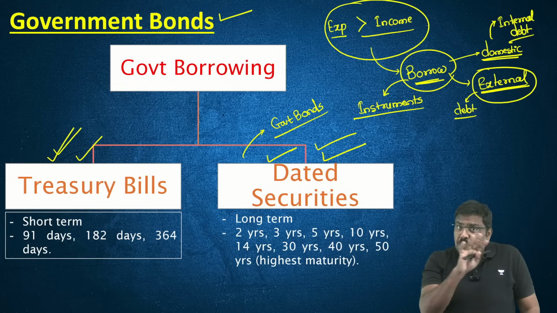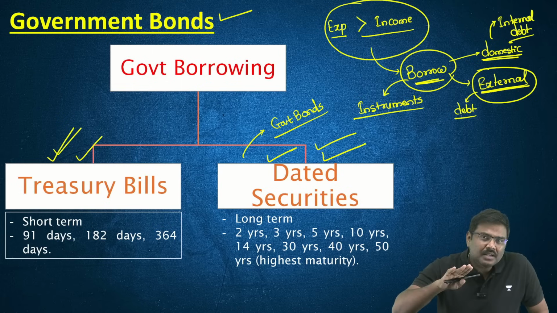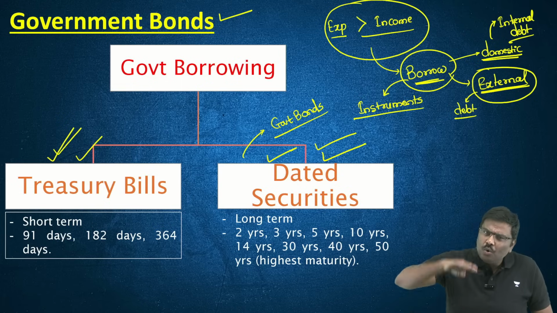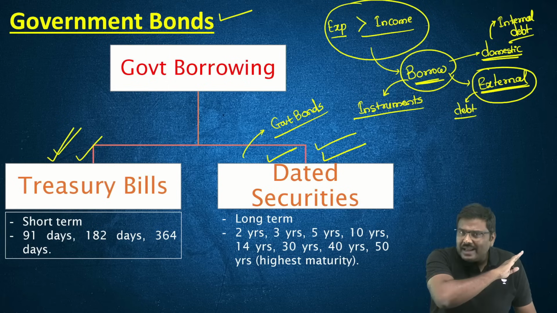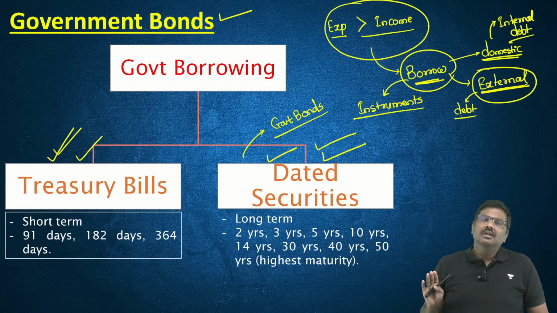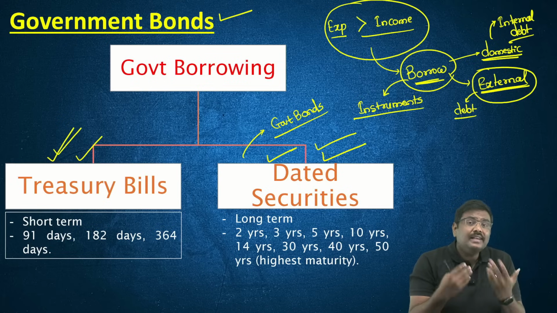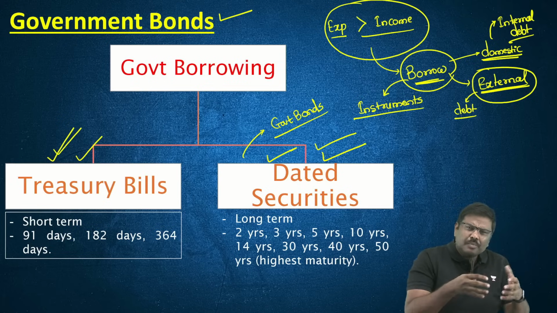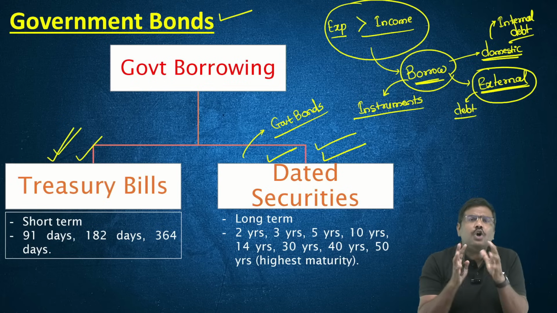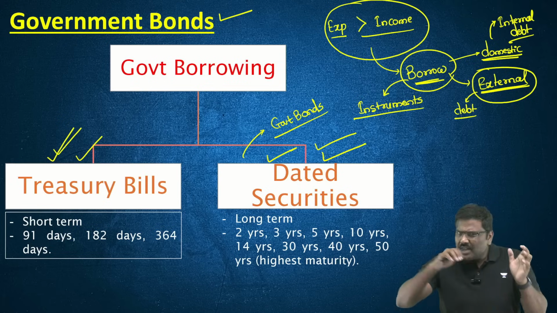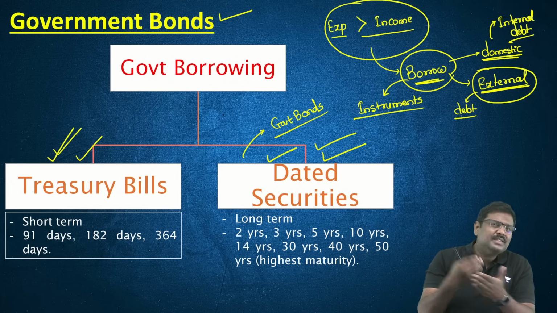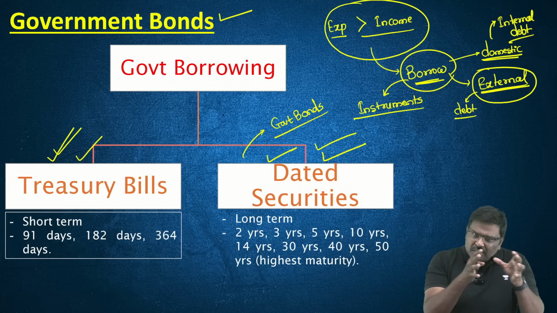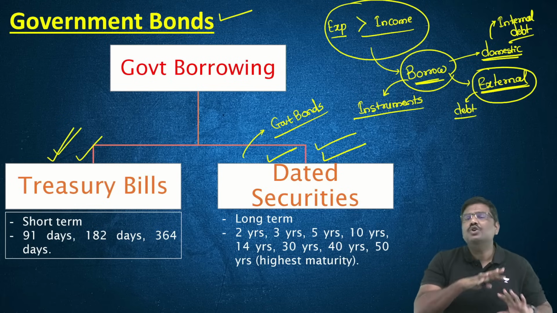And remember the next point as well: treasury bills are allowed to be issued only by the central government. State governments cannot issue treasury bills. But then you will ask me, in that case, how will the state governments borrow if they want to borrow for a shorter duration? There is an OD facility. There is a WMA facility, ways and means advances. So there are different routes for the state to borrow for a shorter duration.